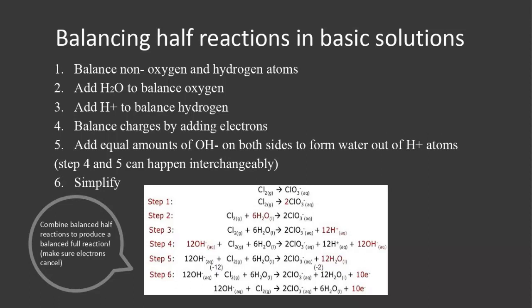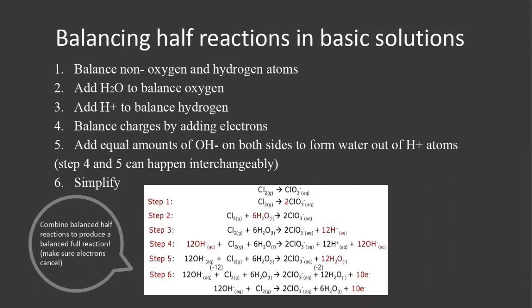And then for 5, you add equal amounts of OH minus on both sides to form water out of the H plus atoms. Because in the end, you want those hydroxide atoms in solution, because we're dealing with a basic solution, right? So if we have H plus atoms, that's acidic. So that's why we add equal amounts to both sides. So we're not changing the amounts of oxygen and hydrogen, but we're still making it an overall basic solution.